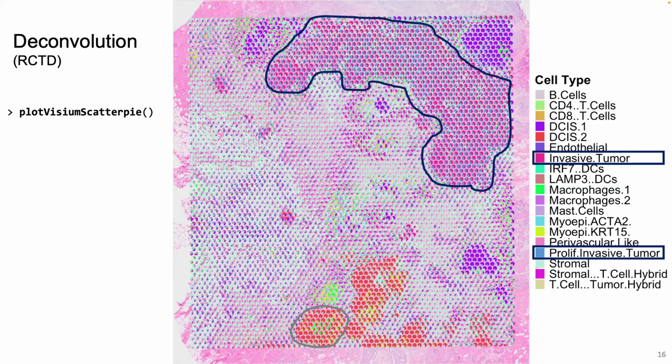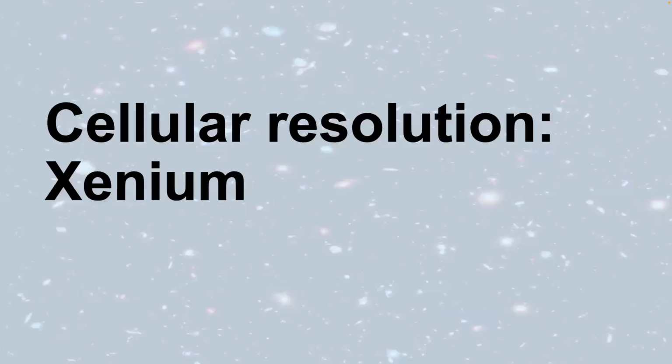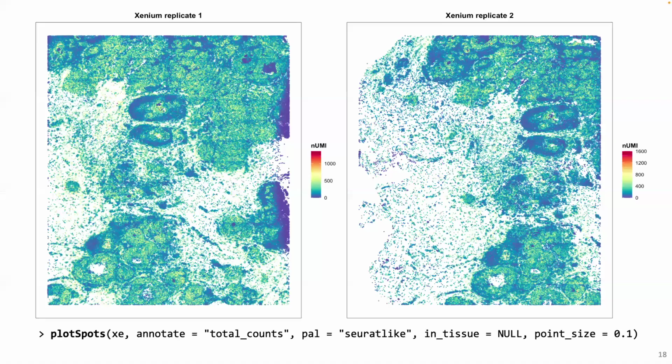Now we move on to Xenium, and I'm still using the same replicates, so you will see how similar the structures look. Here on the left is replicate 1, on the right is replicate 2. You can see they are not perfectly aligned. Probably when they generated the data, there was some shifting. But you do have some structures that are similar between these two replicates, and you can get these plots by running this function.